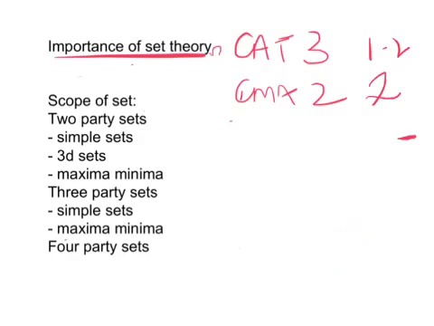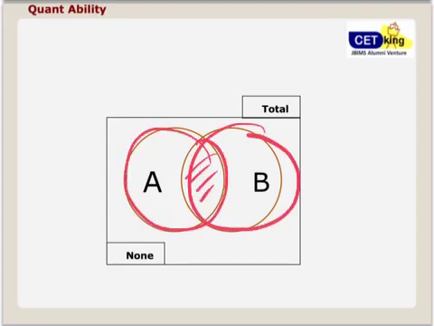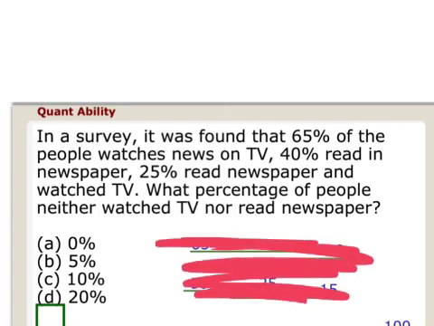Moving on, now let's talk about the shortcut for sets. The traditional way of doing this topic is: there are some A, there are some B, how many are in both, how many in total, and so on. Now I'm going to introduce you to the shortcut. Let's start with this question. I'll hide the solution before you see it. In a survey it was found that 65% of people watch news on TV, 40% read the newspaper, and 25% do both. Find the percentage of people who use none.